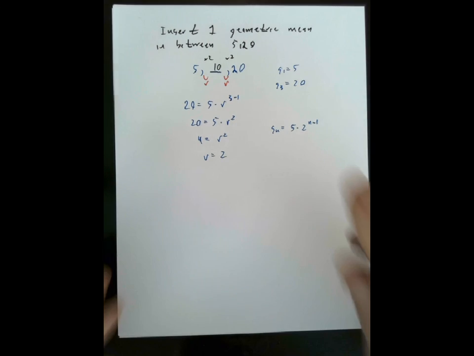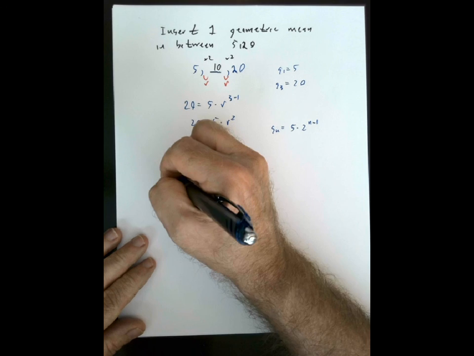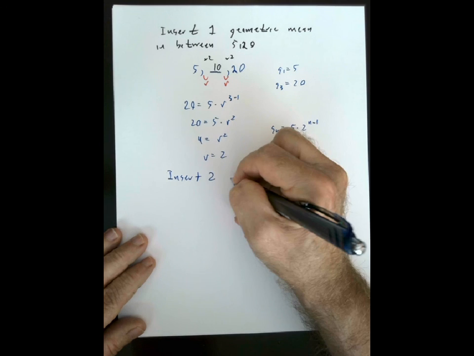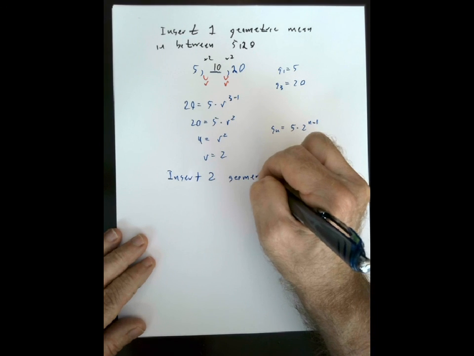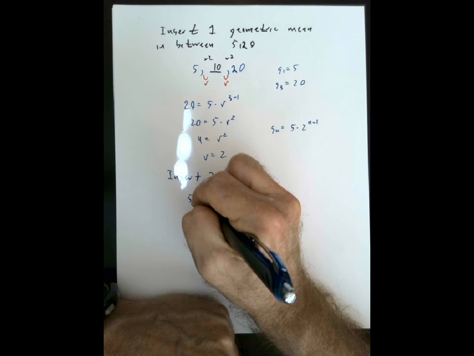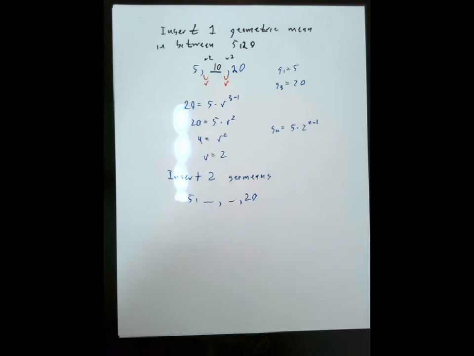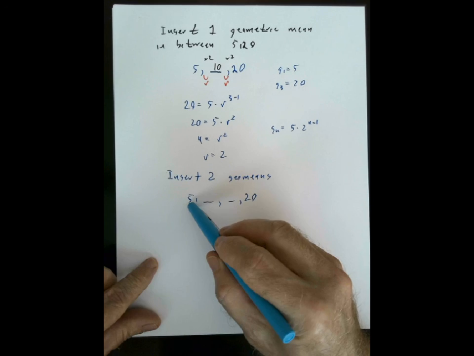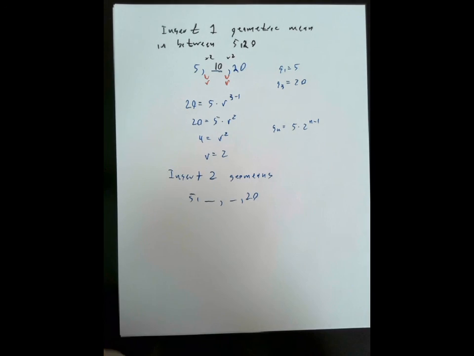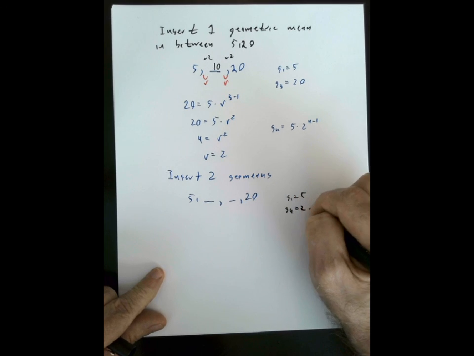What if we wanted to put 2 in between 5 and 20? We wanted to insert 2. So we'll do last example of these. Insert 2 geometric means. So that would be 5 and then 2 here, right? Now this is definitely not going to come out evenly, but this is the 1st, and that's the 4th term in the sequence now. So G of 1 would be 5, and G of 4 would now be equal to 20, right?